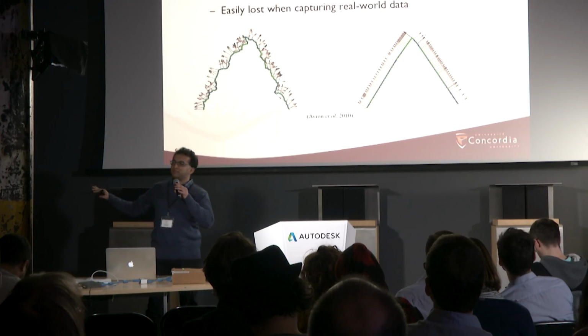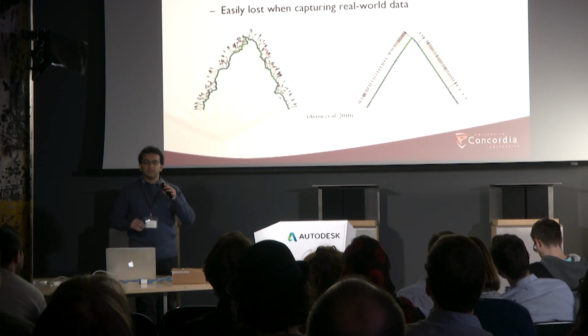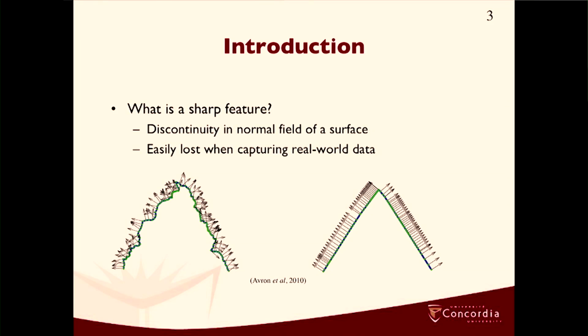First of all, a really simple question. What is a sharp feature? A sharp feature mathematically is a discontinuity in the normal field of a surface. So for example, you can see that over here, the normals are kind of discontinuous at the sharp edge over there.